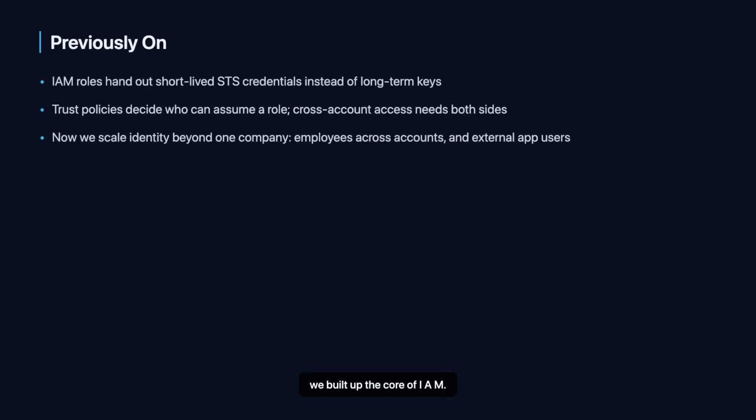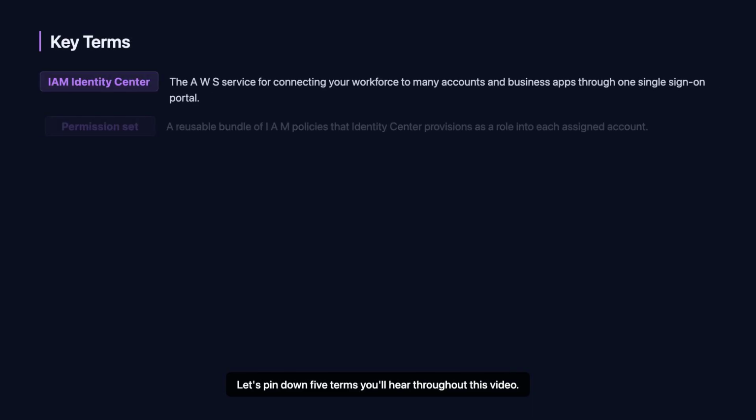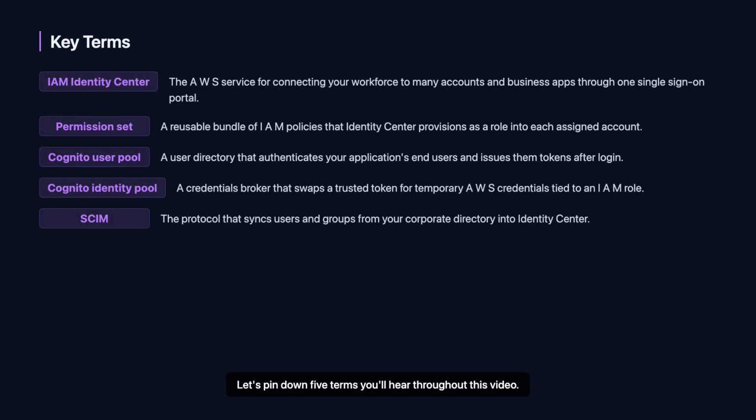In the last 2 episodes, we built up the core of IAM. Roles hand out short-lived STS credentials instead of risky long-term keys, and trust policies decide who's allowed to assume a role in the first place. Cross-account access needed both sides to agree. Now we scale identity outward, first to your whole workforce spread across many accounts, and then to the external users of your application. Let's pin down 5 terms you'll hear throughout this video.